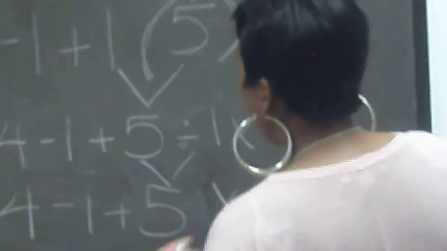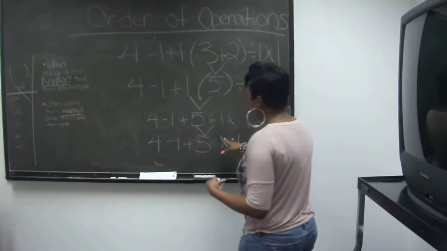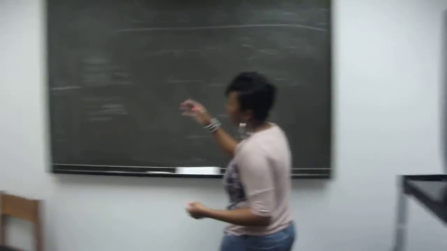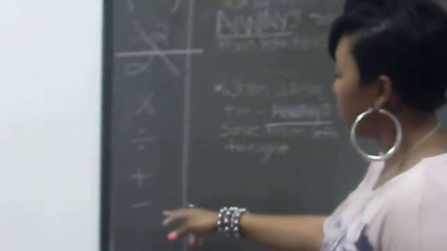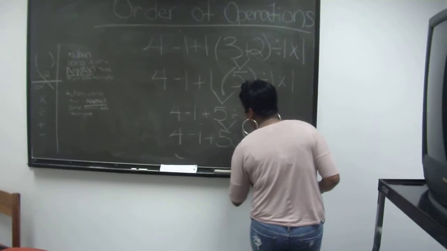Okay, so our next step is what, class? What do we see here? Multiplication. Multiplication, because we always do multiplication or division before addition and subtraction. So 5 times 1 is what? 5.